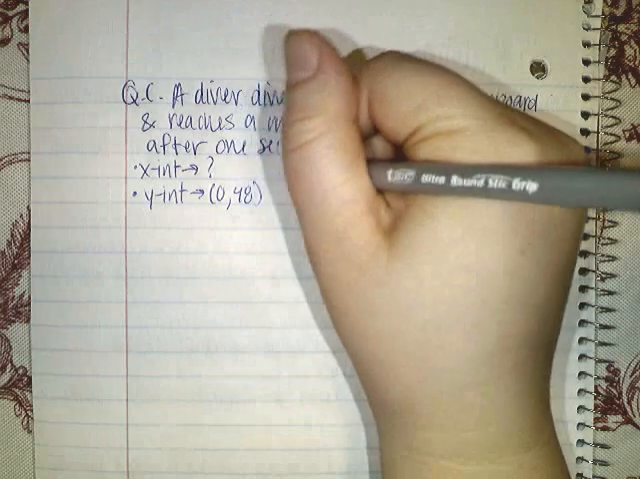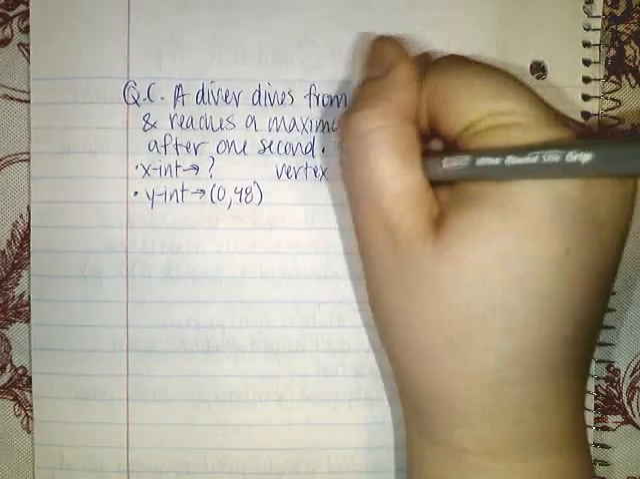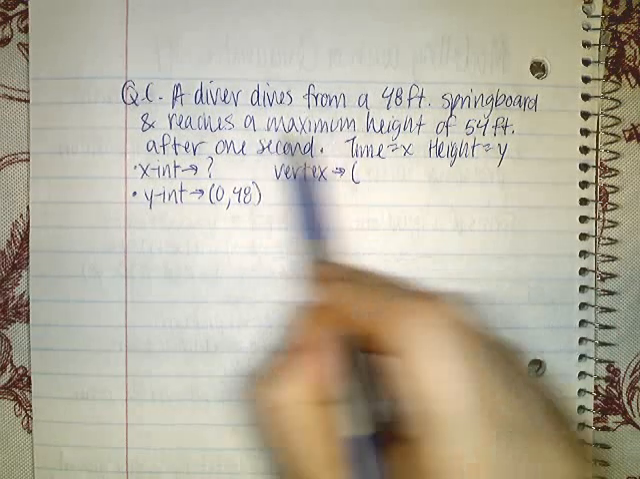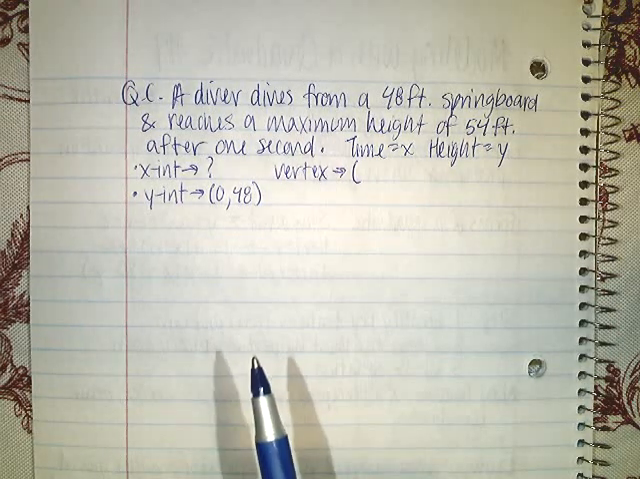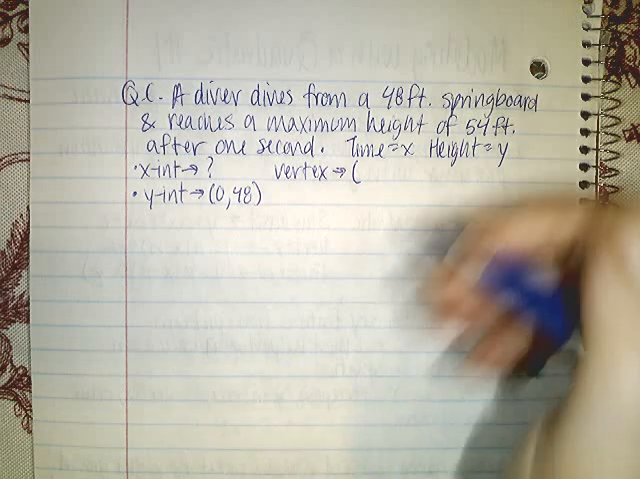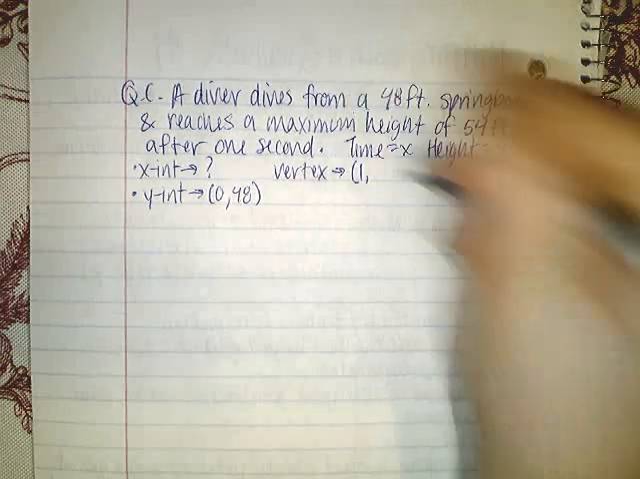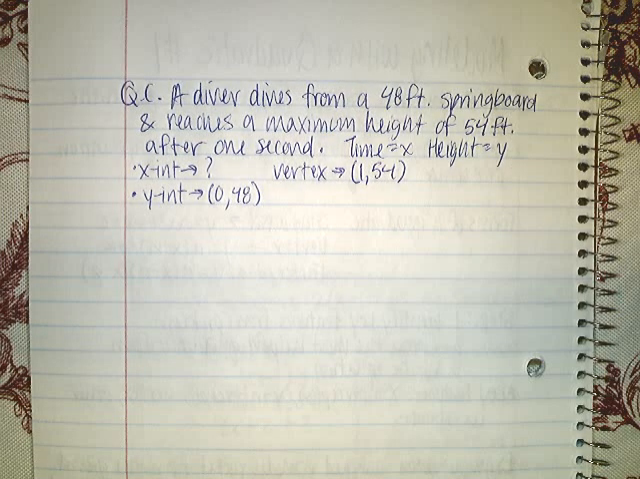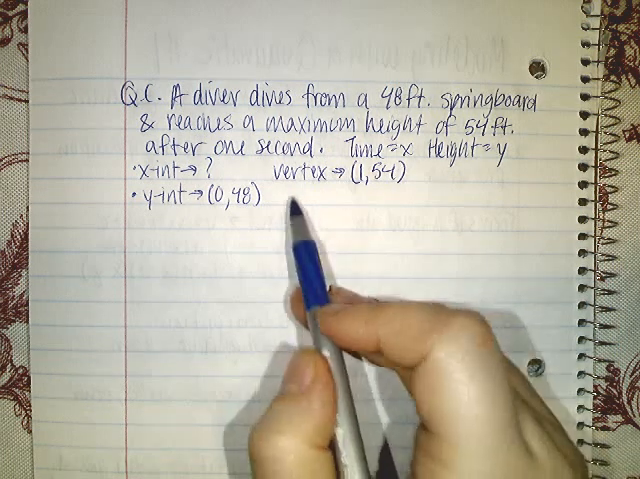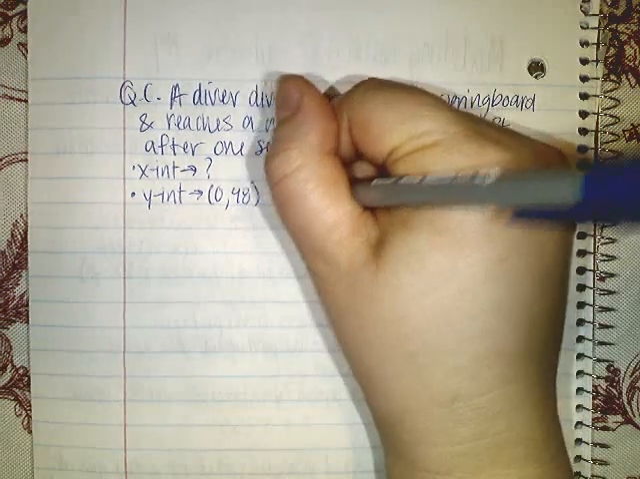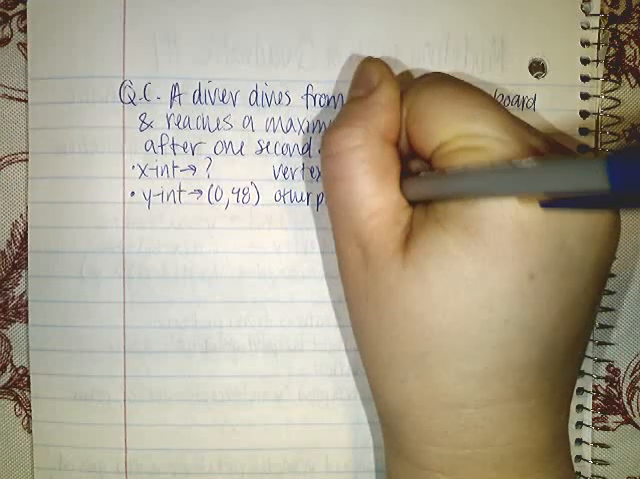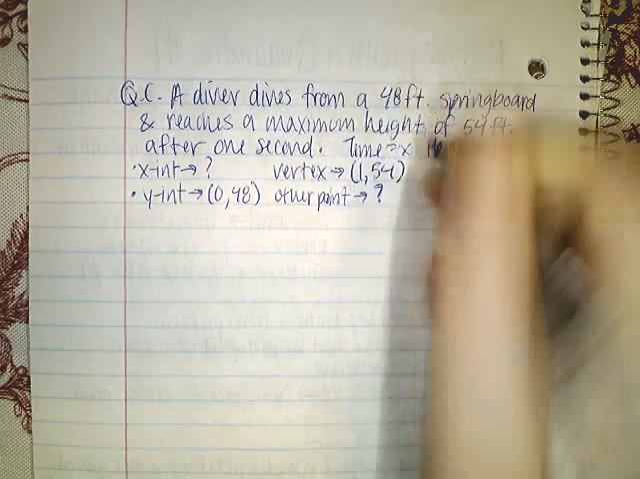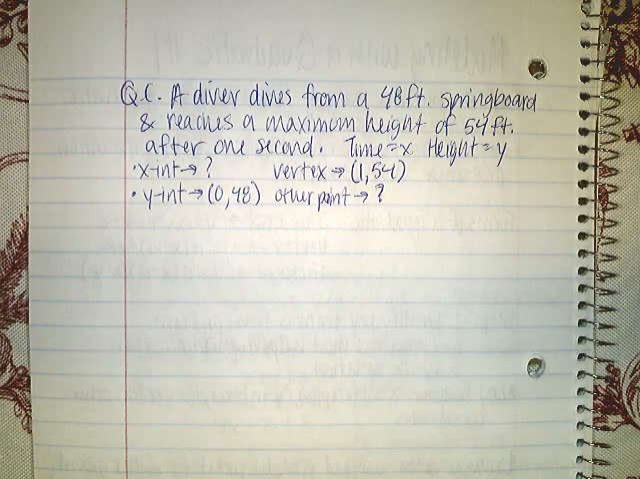I also know my vertex. I know my vertex this time because it tells me it's a maximum height, so that tips me off that it's our vertex because it's a maximum or minimum. And it's going to be after 1 second, so x will be 1 and the height is 54, so y will be 54. I don't know another coordinate, but I have my vertex and my y-intercept, so I should have enough information to solve.